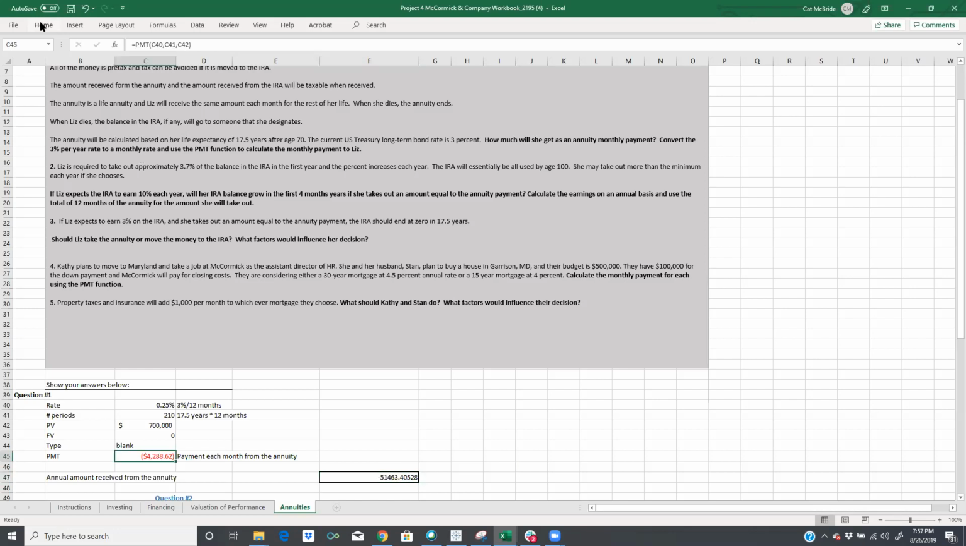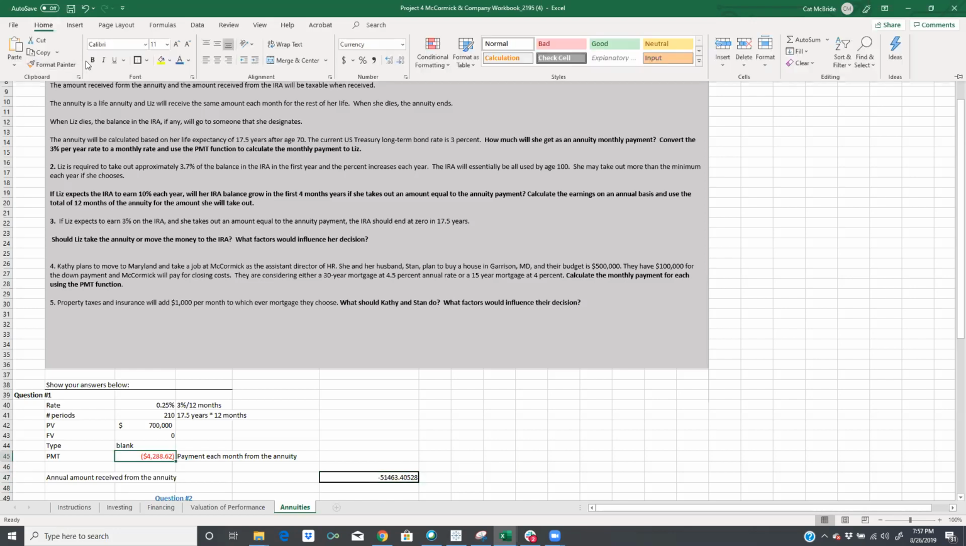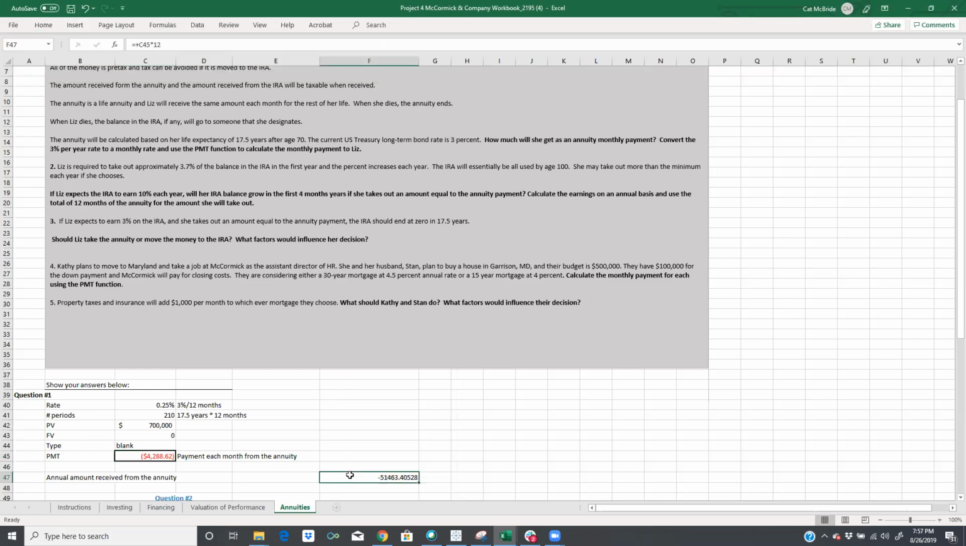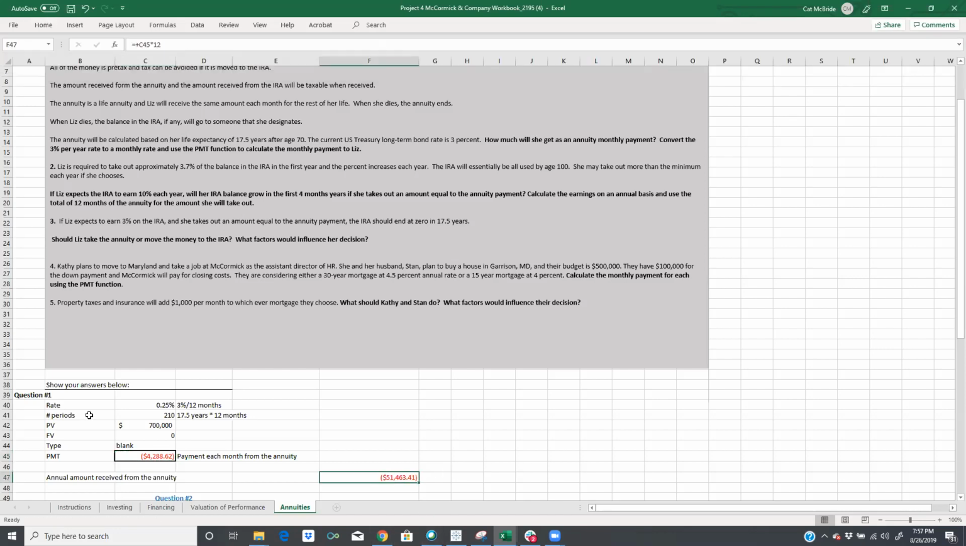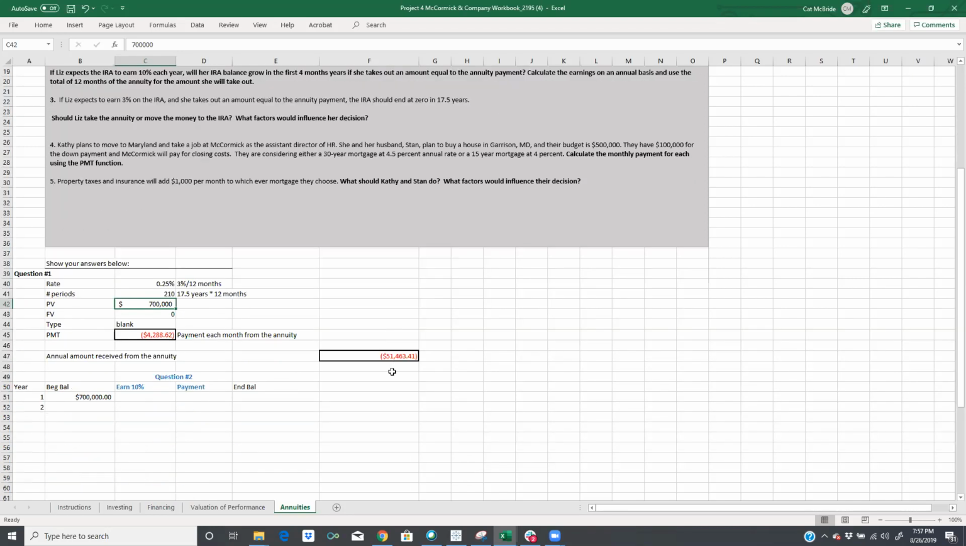And I'm going to go ahead and use my little format thing. And if you want it to not be negative, you can start with that being 700,000 negative. But the reason these are in parentheses is because they're coming out of that $700,000. That's what is getting paid out of that $700,000 every month or over the year.